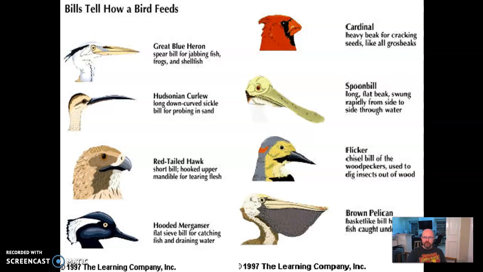The flicker has a chisel bill, like all the woodpeckers do, to dig insects out of the wood. Brown pelican has a huge bill. It will scoop up water with prey fish inside of it and basically capture a bunch of that water with their prey inside of it.